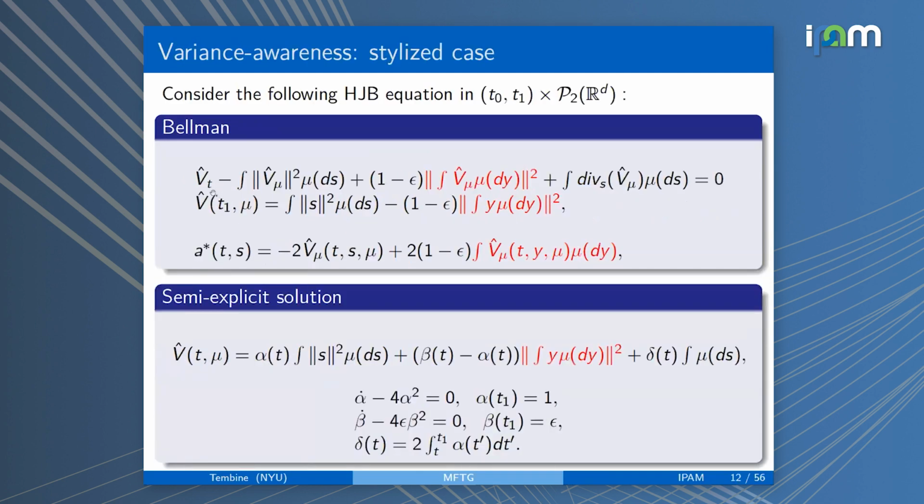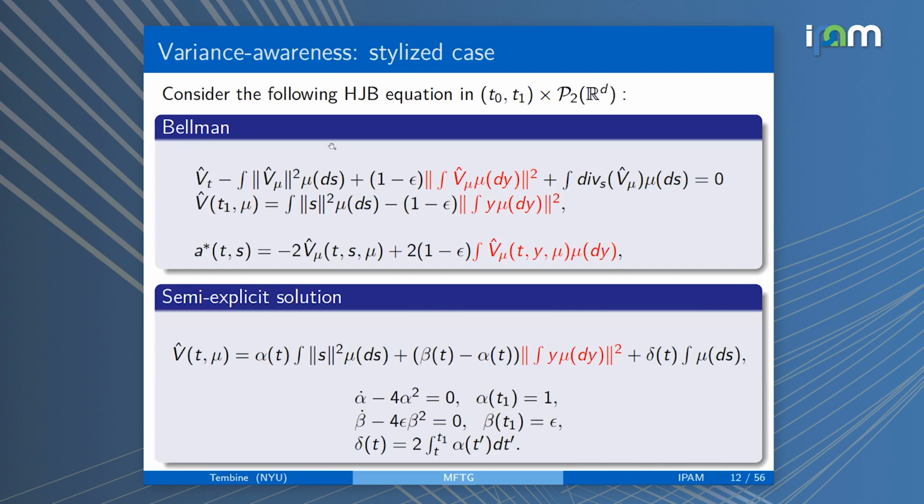Okay. The terminal value function is given here from the terminal cost function, and the optimal control is given here, where V mu is the Wasserstein gradient. So we have the optimal control explicitly. Well, explicitly, we need to find this V, and the V solves this equation.